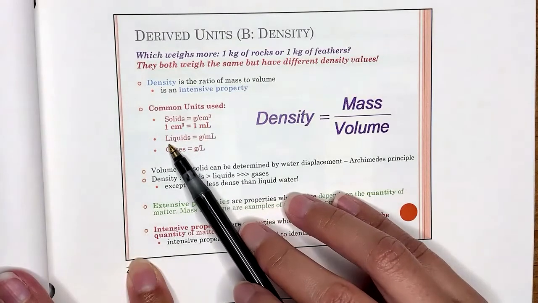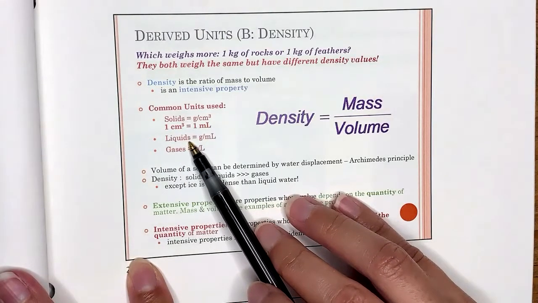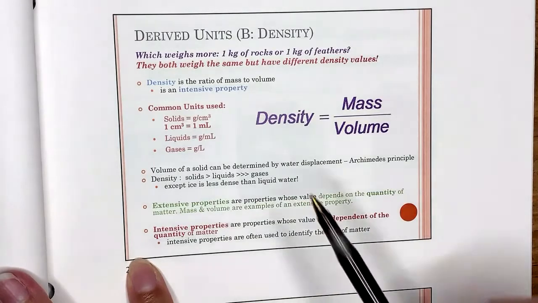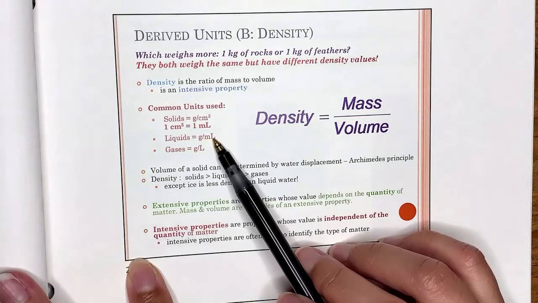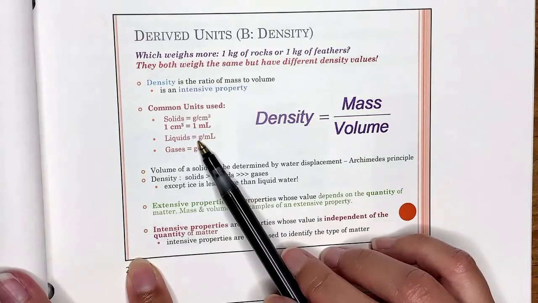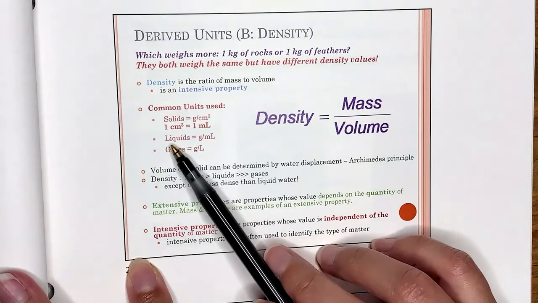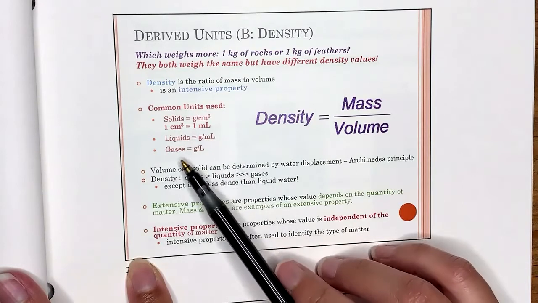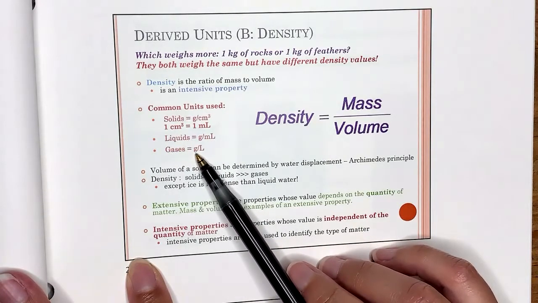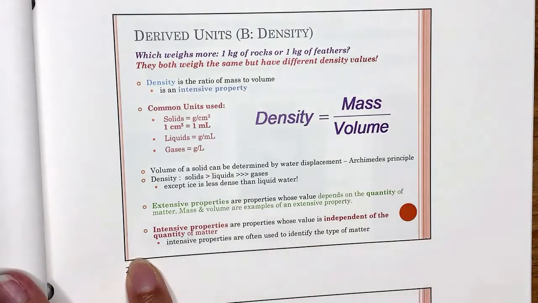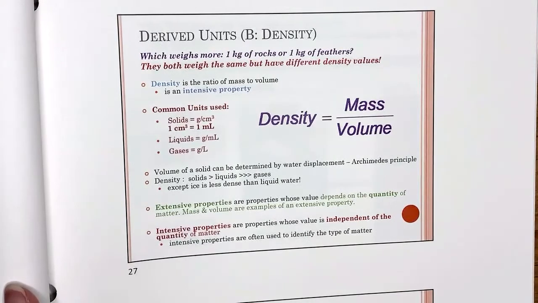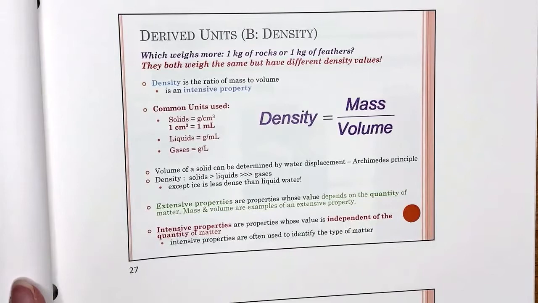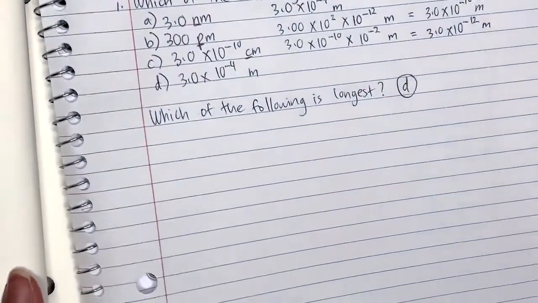On the other hand, if we want to measure the density of a liquid, the volume of liquid will be in milliliters according to our graduated cylinder or burette, and we'll take grams divided by milliliters for the units of density for liquid. For gases, we tend to use grams per liter because the volume for gases is going to be bigger. Okay, now let's try a problem here. A couple of problems on density while we're at it.